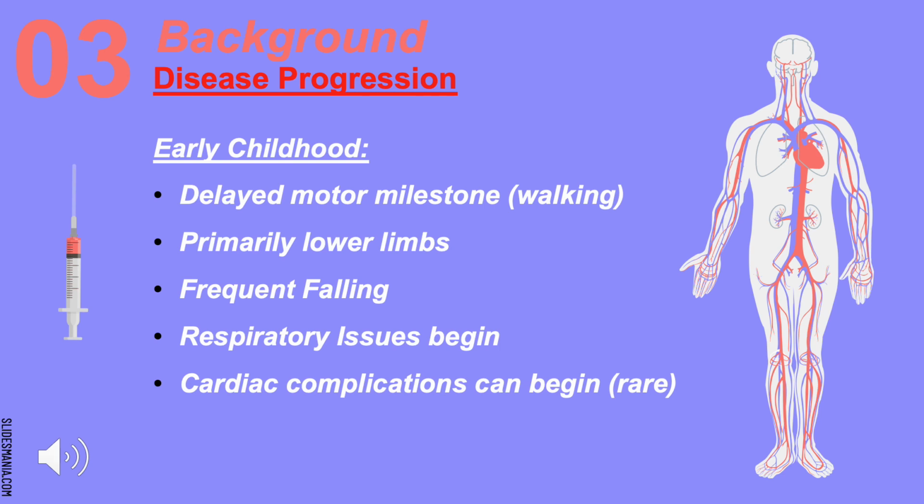Here is an overview of the typical disease progression in DMD. The first one, early childhood, where there are delayed motor milestones such as walking and running. Primarily the lower limbs are affected, so activities such as getting up from the floor can be difficult. Frequent falling is common during this stage. Being out of breath, respiratory issues and cardiac complications may start, but it is also rare in this stage.